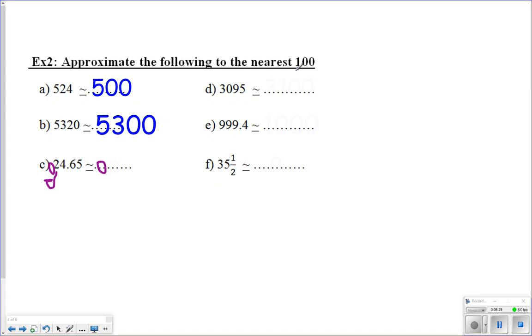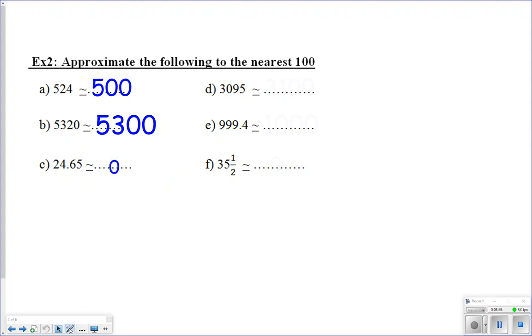While approximating to the nearest 100, we must have 2 zeros. The units and tens must be zeros. So we'll put 3 zeros, 000. Okay, the number, all of it is still 0. So our answer is 0, just 0. Easy? Okay, go to question D.